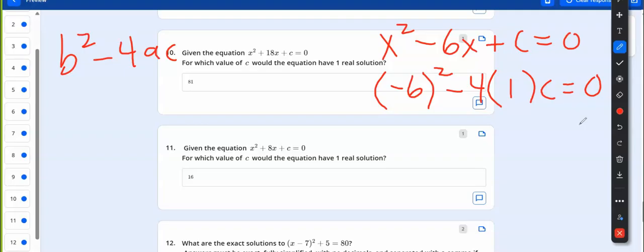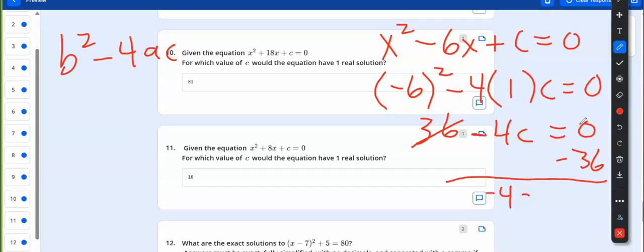Okay, so talk me through this. What do we have? You get -4c. Yes, that's true. And then 36. Okay, good. And then subtract 36. Okay. And then divide by -4. So what would C be in this case? 9. Correct.